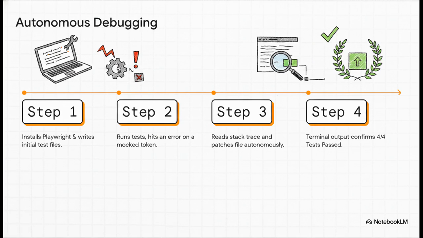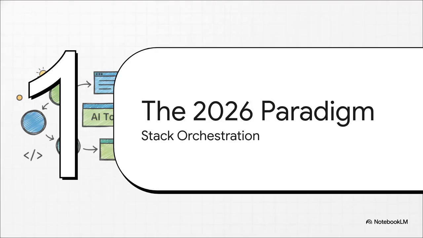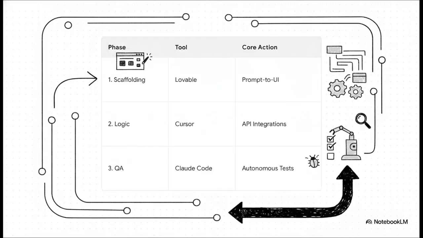So, let's look at the big picture. The 2026 developer paradigm: orchestrating the interoperability stack. In the masterclass, the clock stops at exactly 18 minutes and 14 seconds, from a totally blank screen to a tested, database-backed, secure B2B SaaS application. The shift we are seeing here is profound. The winning developers in 2026 are not the ones who can type syntax the fastest.